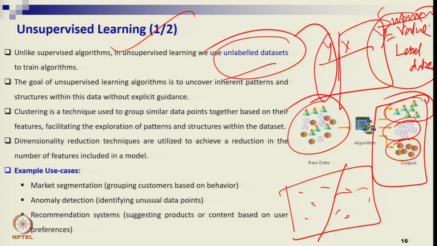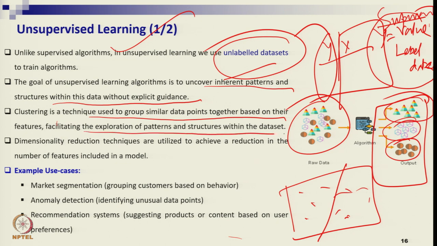The goal of an unsupervised learning algorithm is to uncover the inherent pattern and structure within the data without explicit guidance. The system will learn and come up with the best segregation and clustering of the data. Clustering is one of the most important techniques used as a part of unsupervised learning to facilitate data exploration and the discovery of patterns and structure within the data sets. Because here you have only the features data, you don't have any labeled data, right?